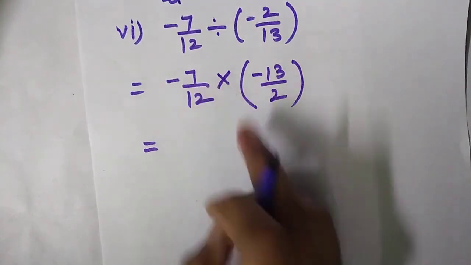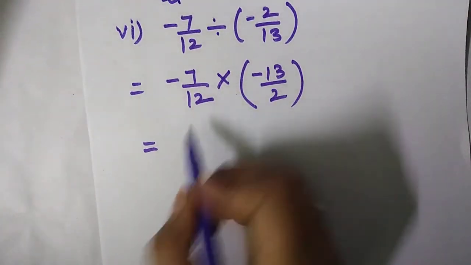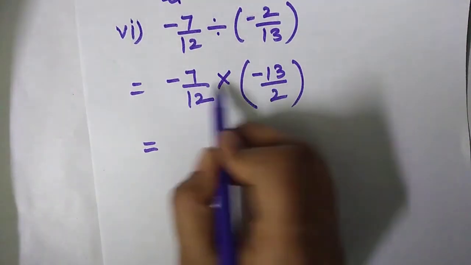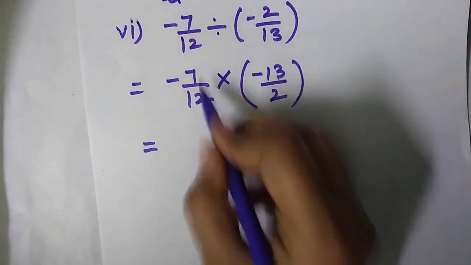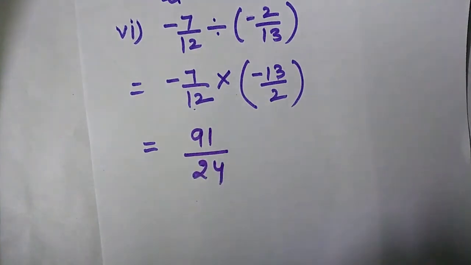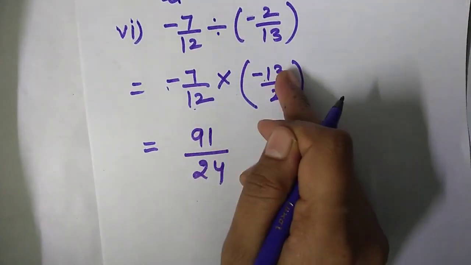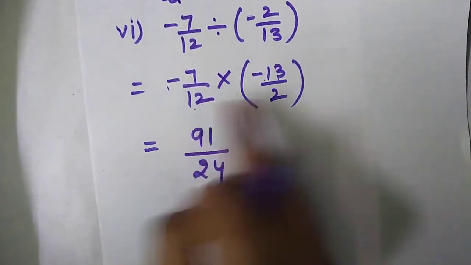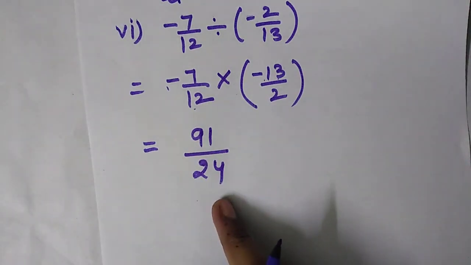Now multiply the numerator with numerator and denominator with denominator. So -7 into -13 is 91. As minus and minus when multiplied get positive, so it is plus, and 7 thirteens are 91, over 12 into 2 is 24. When you multiply the denominator, 12 into 2, that is 24. So this is the completion of your chapter.